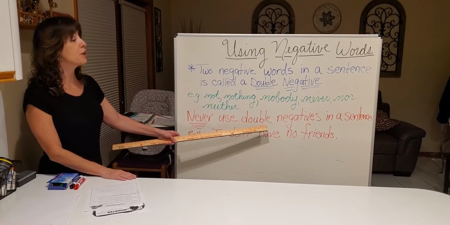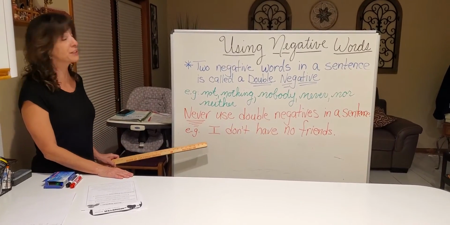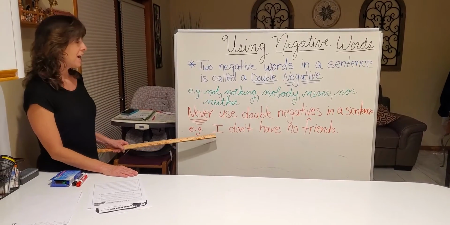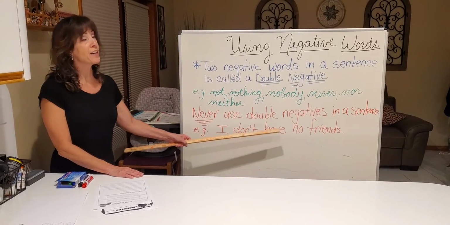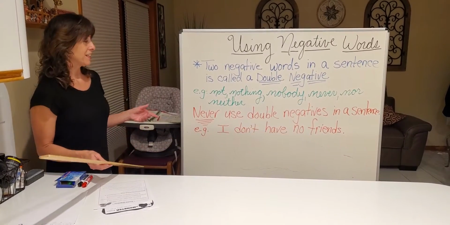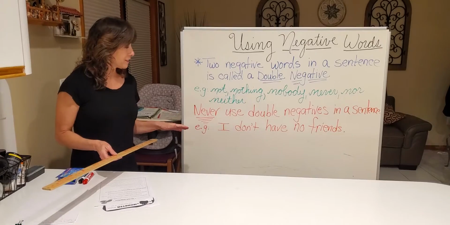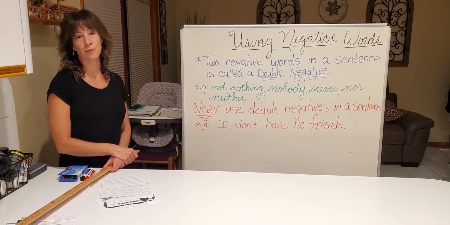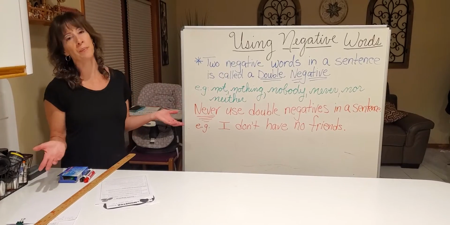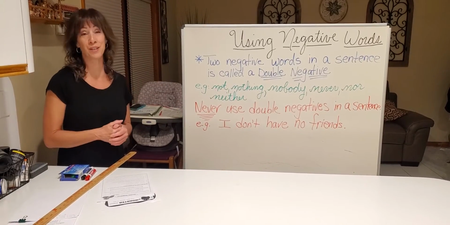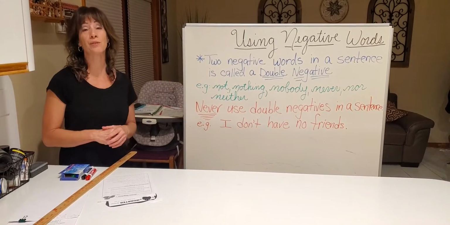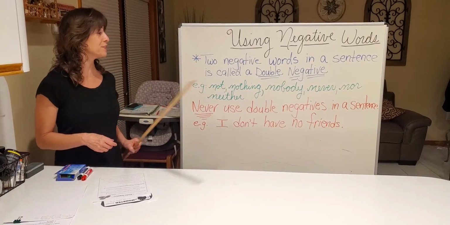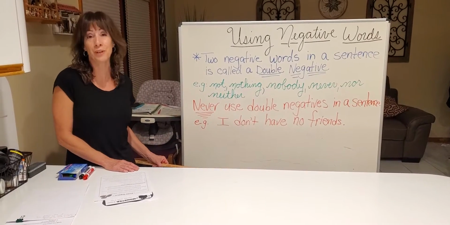For example, look over here. Never use double negatives in a sentence. Here's an example of a no-no. I don't have no friends. What do you think that actually means? And many of you use this all the time at school. I don't have no friends. I don't have no pencil. Actually, boys and girls, when you say that, you actually have friends. So whenever you say I don't have no friends, you mean you do have friends.